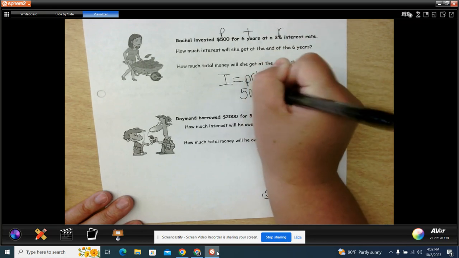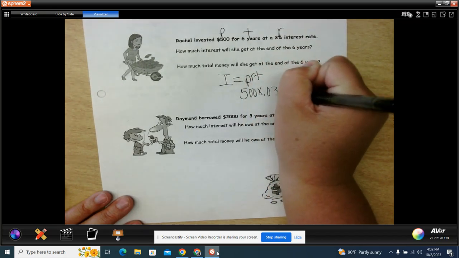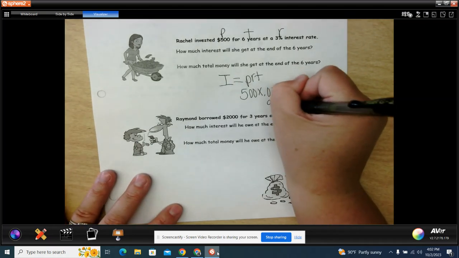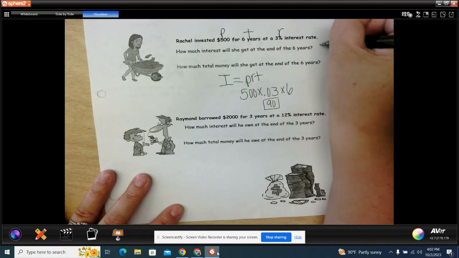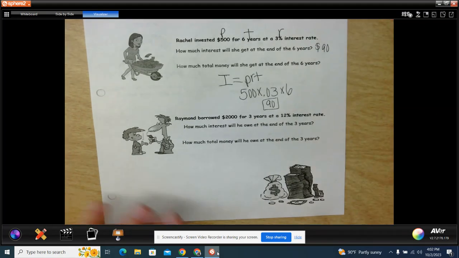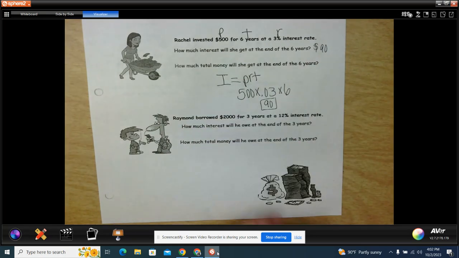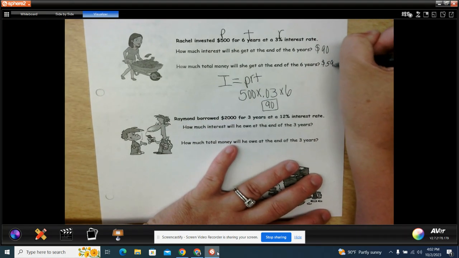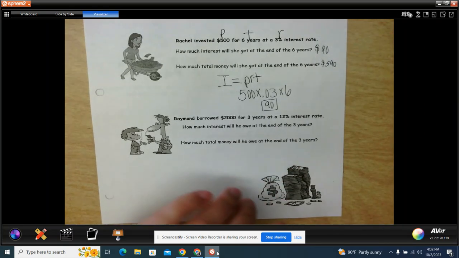We're going to multiply 500 times 0.03 times 6, and that is going to give us $90. So 90 is our interest. Then to find the total, we add our principal amount, 500, plus our 90. And that's how much she is going to get back in 6 years.